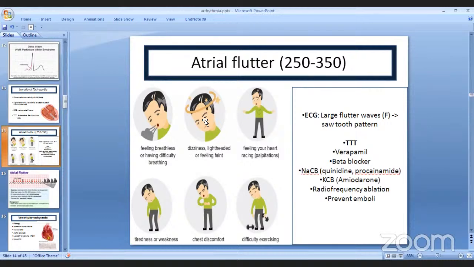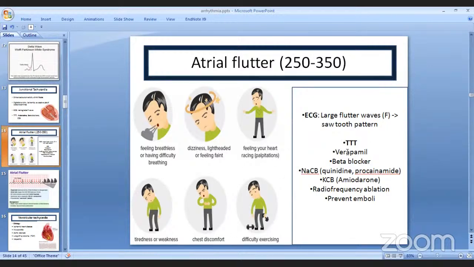So the patient is going to feel dizzy and lightheaded. There can also be left-sided heart failure, with fluid accumulating in the lungs, so the person is going to have dyspnea. The person is going to feel their heartbeat. Palpitation is the unpleasant sensation of one's heartbeat. The heart is pumping so fast that the patient feels really tired and exhausted, has discomfort, and has difficulty exercising.